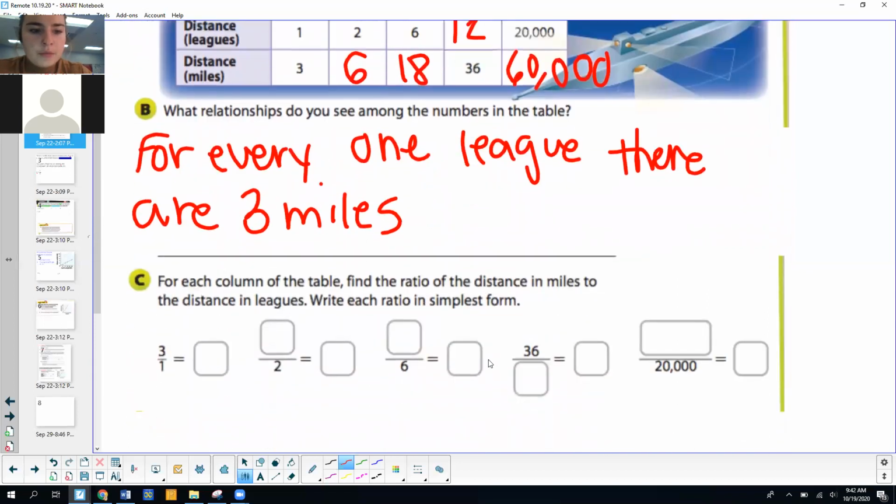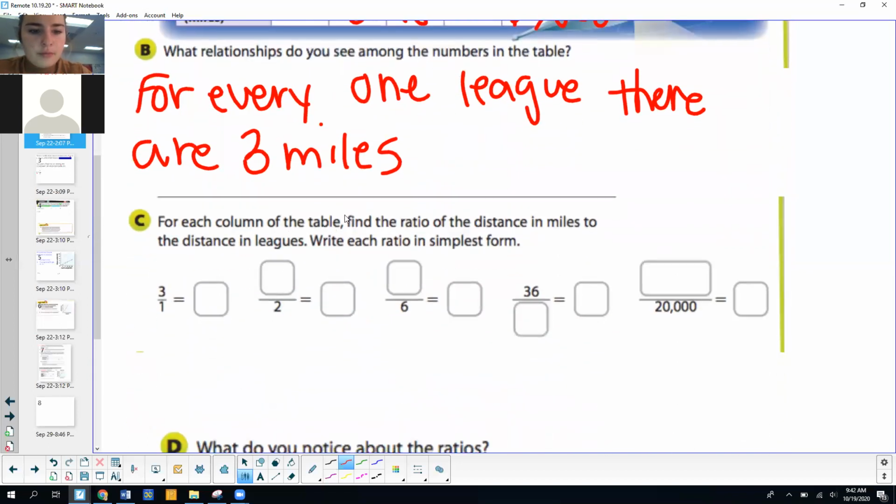So this next part says, for each column of the table, find the ratio of the distance in miles to the distance in leagues. Write the ratio in its simplest form. So this is saying 3 divided by 1, so 3 miles divided by 1 league. 3 divided by 1 gives us 3.